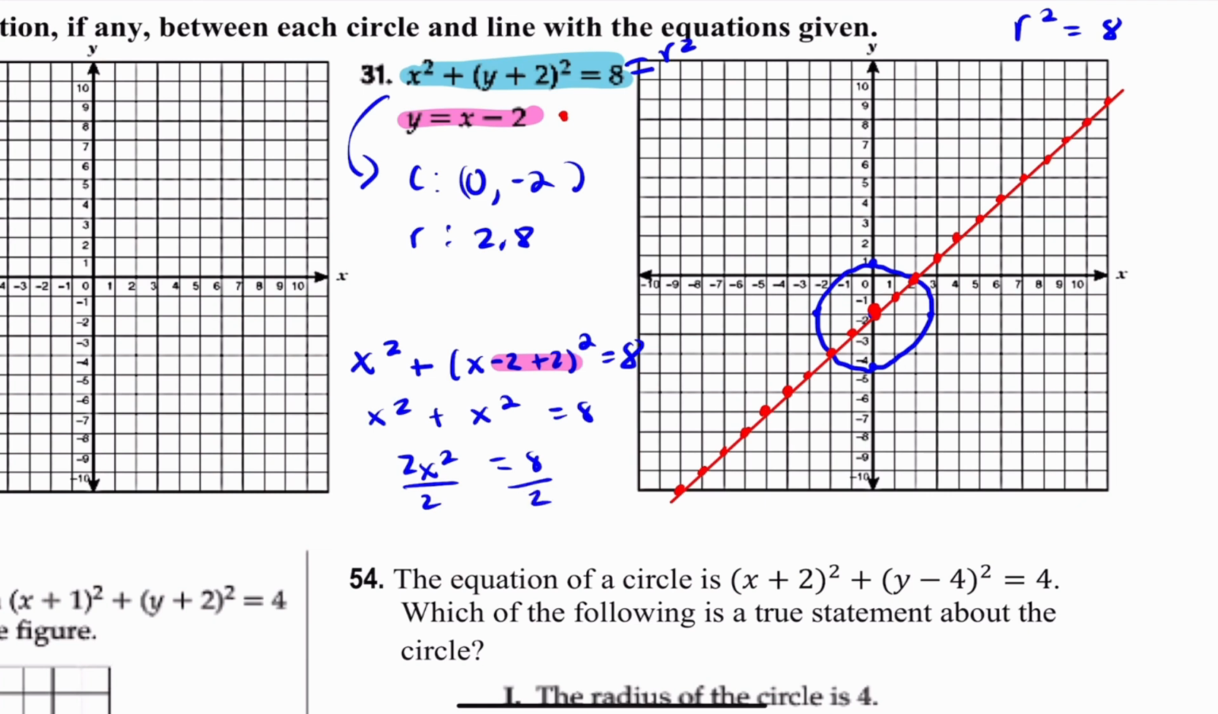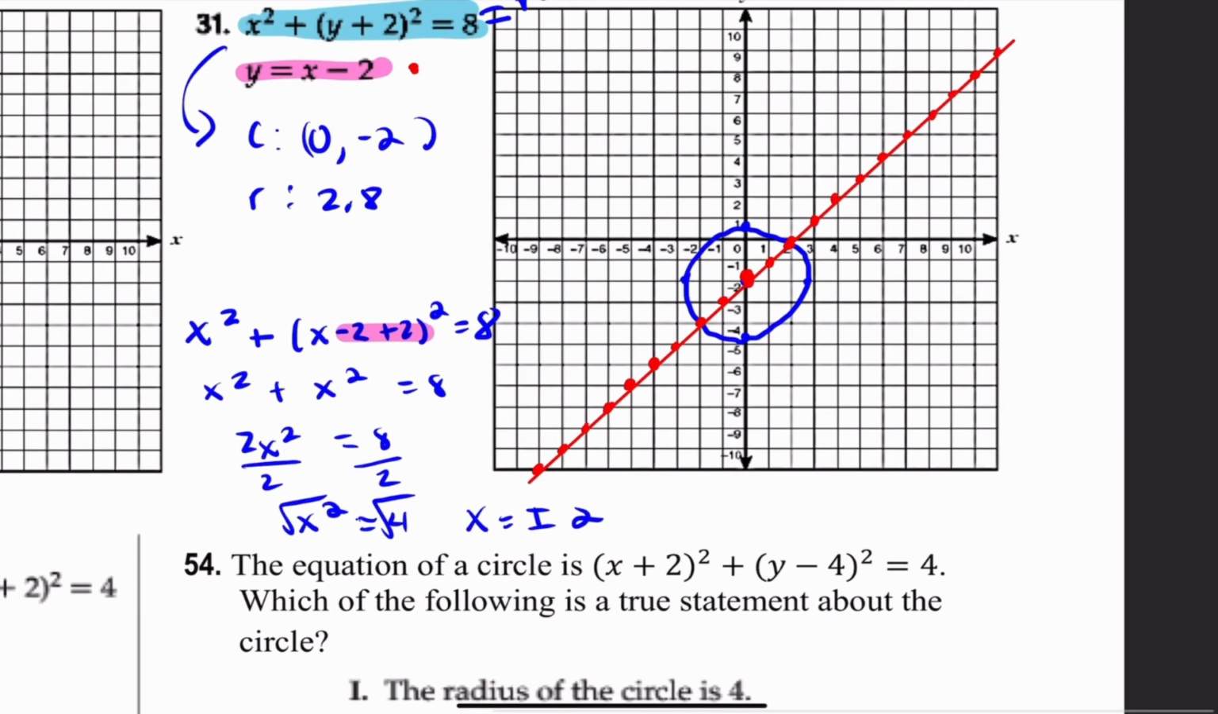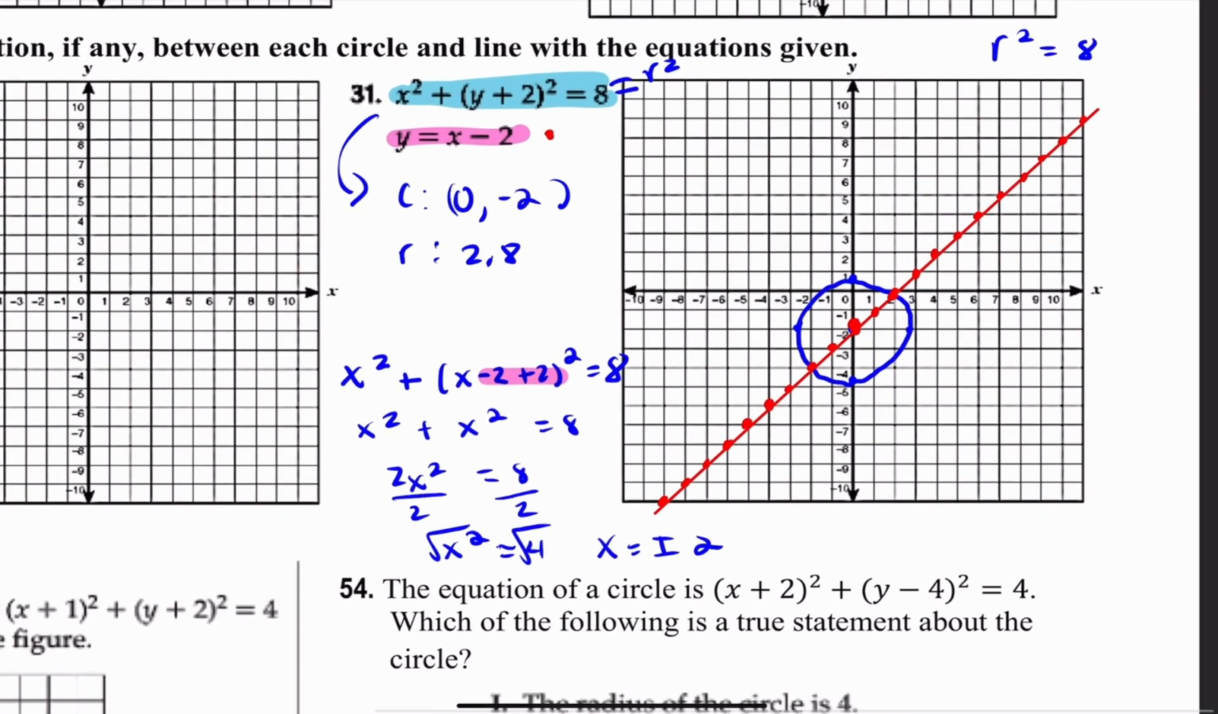Divide both sides by 2. x squared is equal to 4. So if I take the square root, I have x equals 2. Actually, x equals plus or minus 2. Okay? So these points here are in the form x comma y. These points here are in the form x comma y.